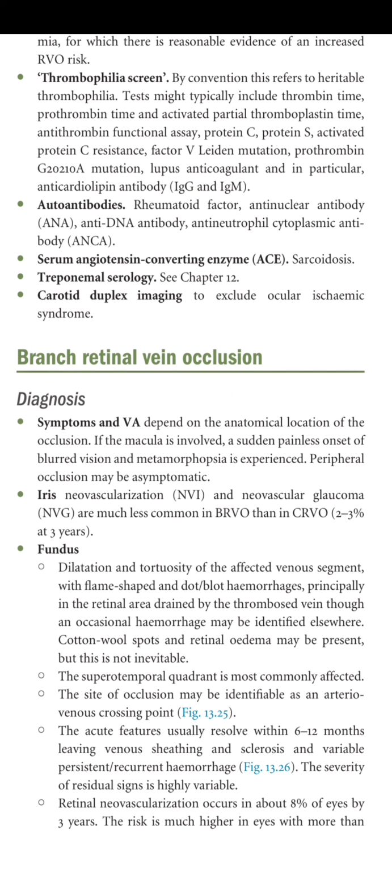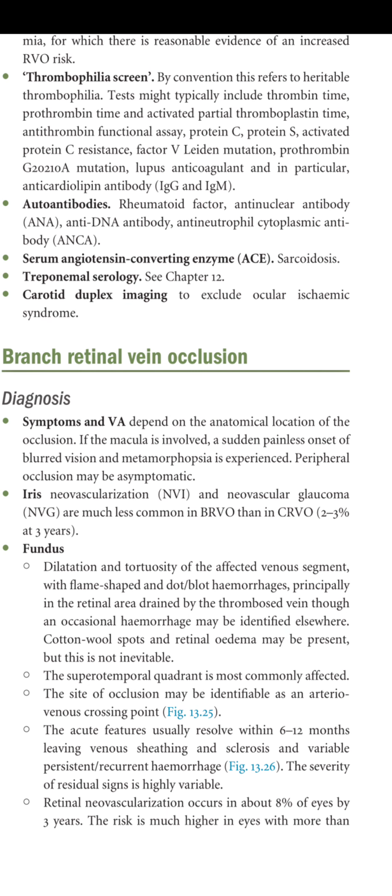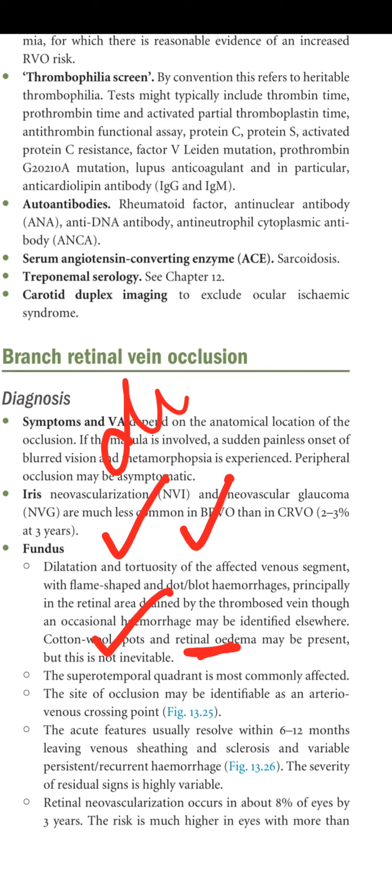Fundus changes will show dilation and tortuosity of the affected venous segment. So the affected vein segment will be dilated and tortuous, with flame-shaped and dot-blot hemorrhages principally in the retinal area drained by the thrombosed vein, and occasional hemorrhage may be identified elsewhere. Cotton wool spots and retinal edema may be present, but this is not inevitable. The supratemporal quadrant is most commonly affected.